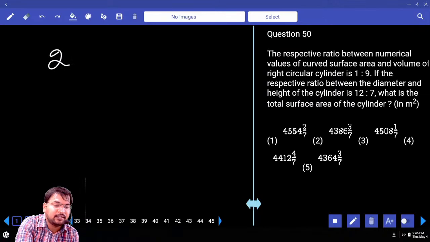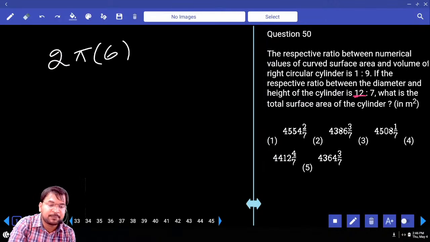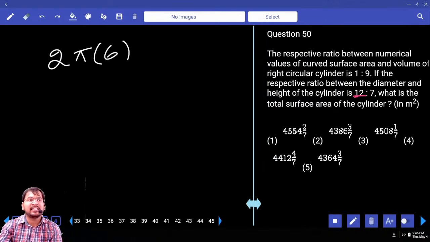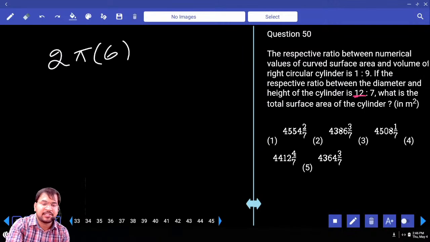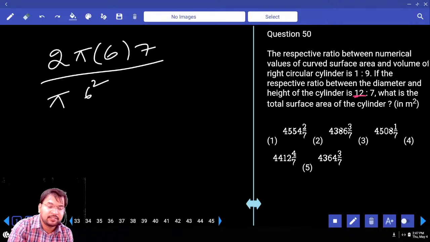2 pi r h, right? R is nothing but radius. Radius is how many parts? 6 parts. Diameter is 12 parts, radius is 6 parts. H they have given, how many parts? 7 parts. Divided by volume of the cylinder. Volume of the cylinder is pi r square h. Pi r square h. H is nothing but how much? 7.